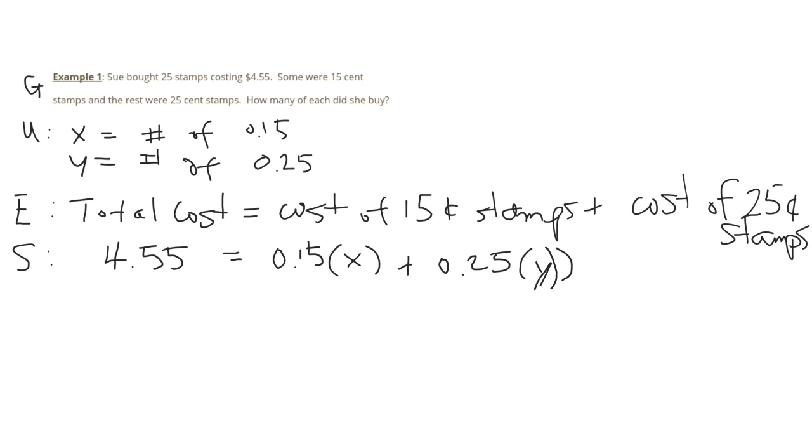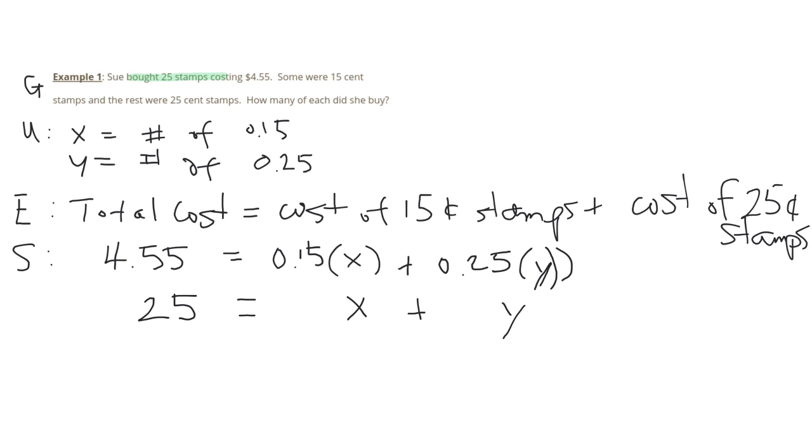So you might not see the second equation for the system yet, but remember, the problem said she bought 25 stamps. So if we highlight that part and realize, okay, that's a second equation. X added to Y has to equal a total of 25 stamps. So that gives us our second equation.